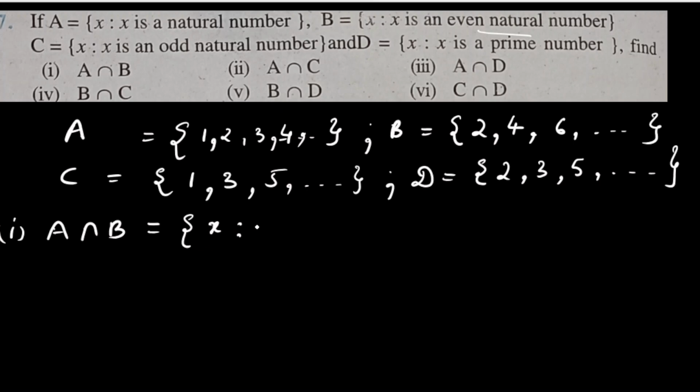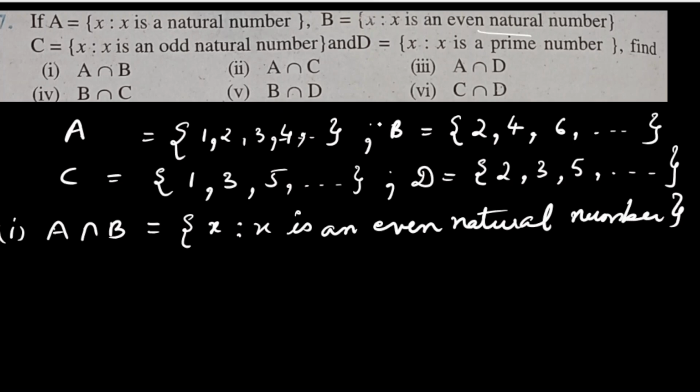So its answer will be X such that X is an even natural number. If you want, you can write like this also; it will not make any difference. Because the question is given to us in set builder form, that's why I wrote it this way, but you can also write in roster form. Why is B the answer? Because B is the subset of A, and if we are doing intersection, the subset will always be the answer.